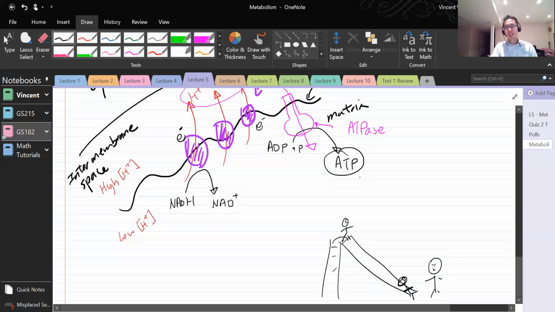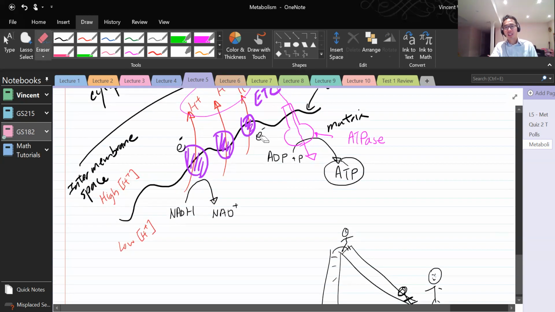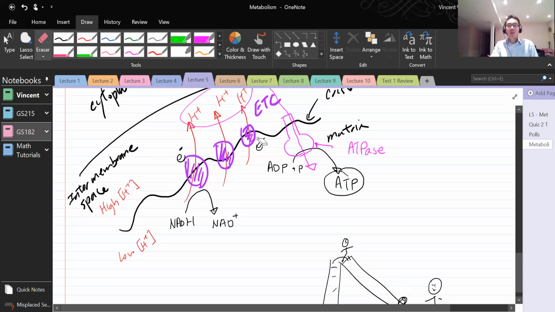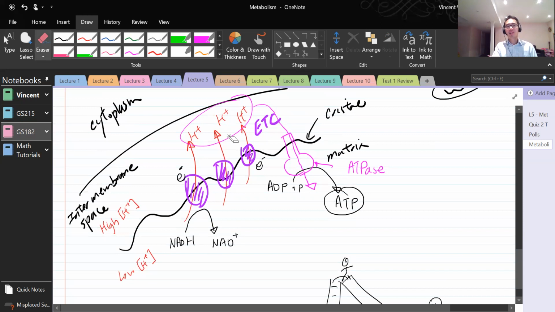So the same thing for the electron. If the electron is stuck at the bottom, the next electron cannot go down. And if the next electron cannot go down, we cannot pump H plus, and then we cannot make ATP. So the parent must come and take the electron away. So what molecule is responsible for removing the electron from the ETC? Anybody know?